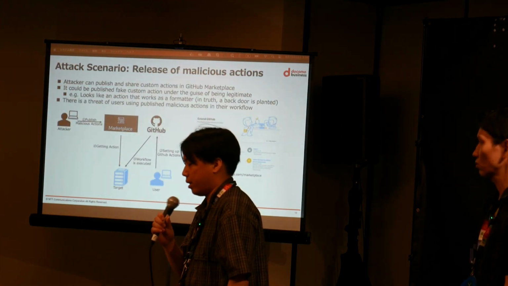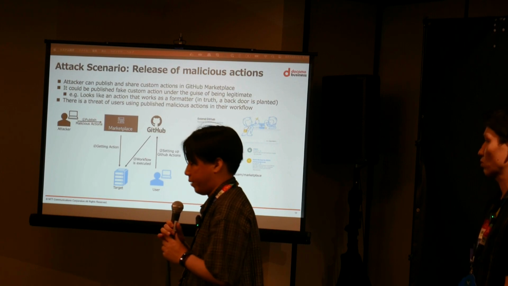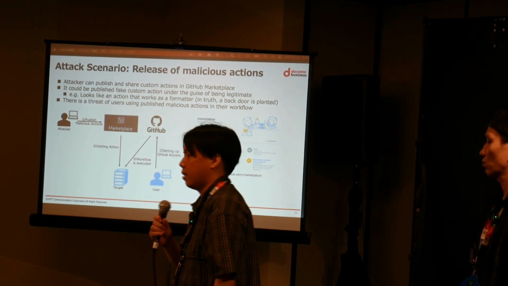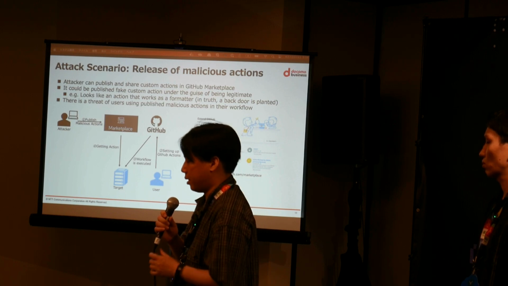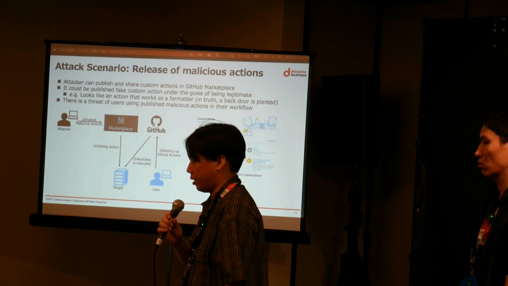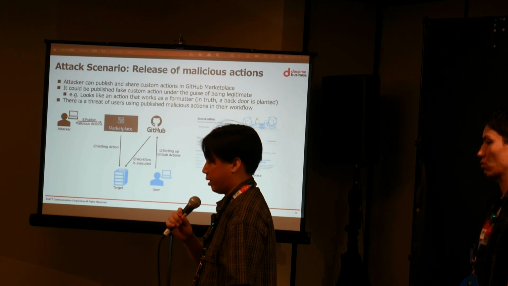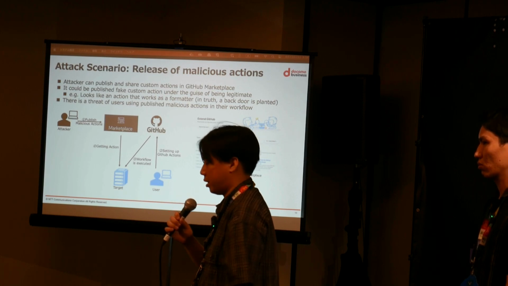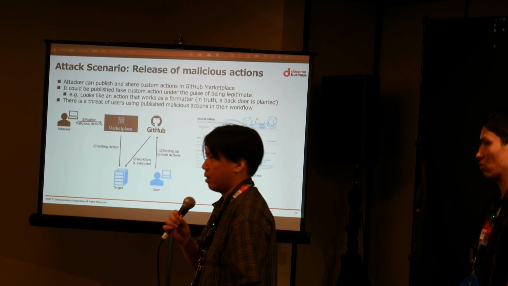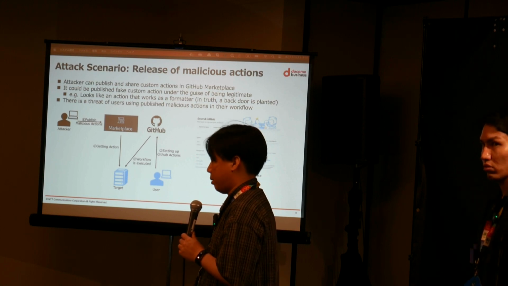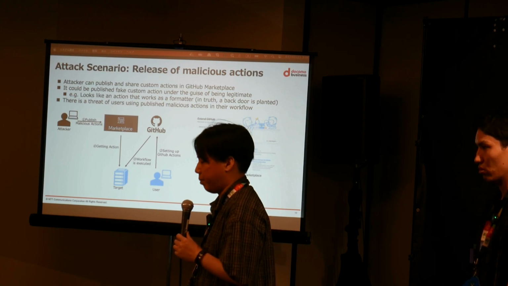So as my final part, I talk about some considerations. First, let's discuss the attack scenario. A malicious action disguised as a legitimate action could be published in the marketplace by an attacker. Then users may mistakenly use the malicious action, thinking it is a legitimate action. All users of GitHub Actions are potential victims, so this is a very big threat.